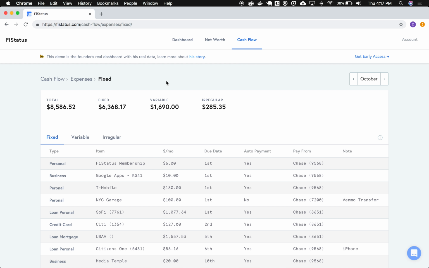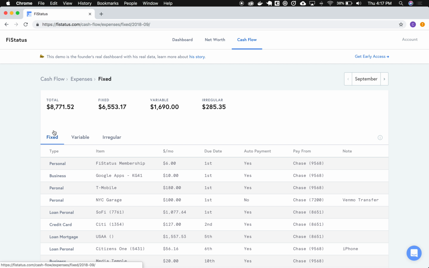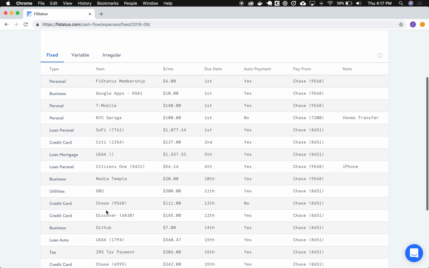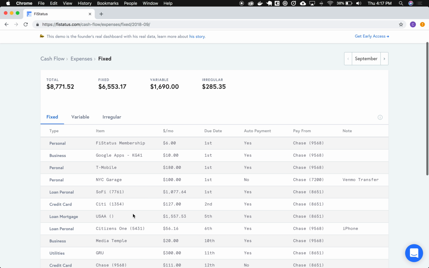And then let's go over expenses. So we have three categories. We have fixed, variable, and irregular, right? Fixed are things that occur all the time. So my T-Mobile payment, all my debt, my hosting, my IRS payments, my gym memberships. This is stuff that comes in basically every month. It's expected. And we'll go over it.